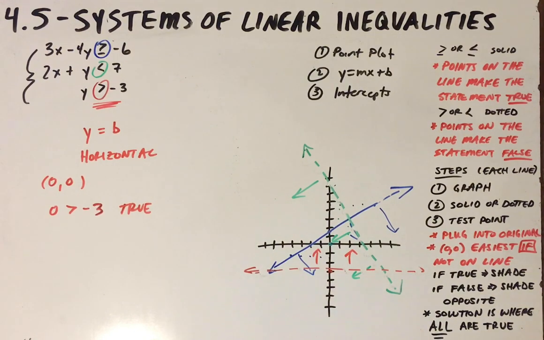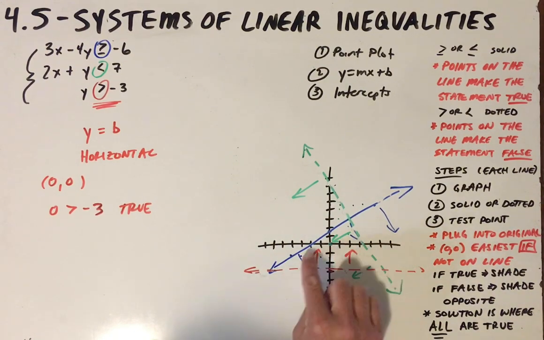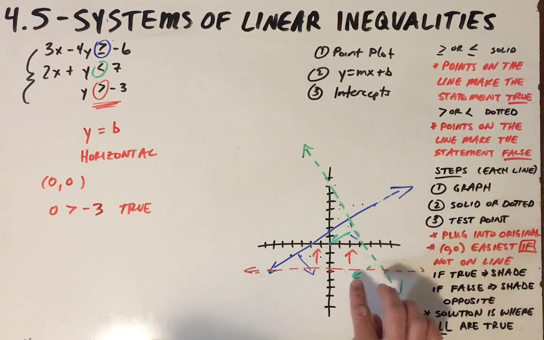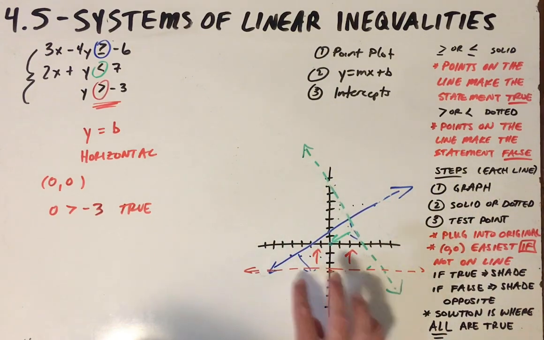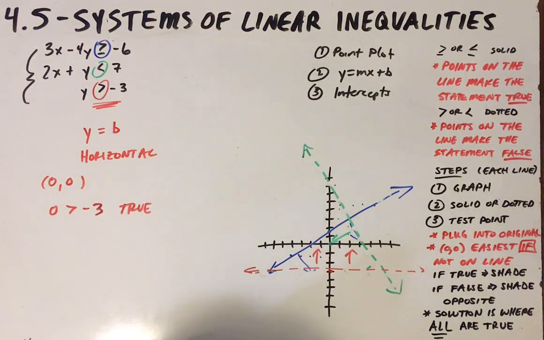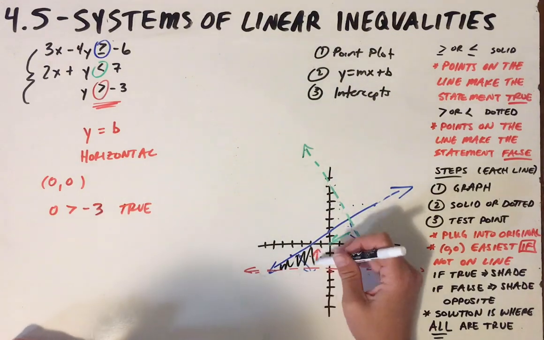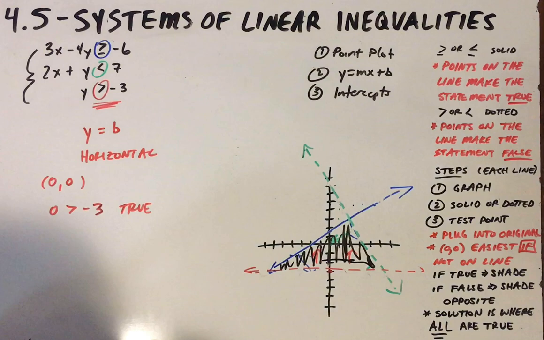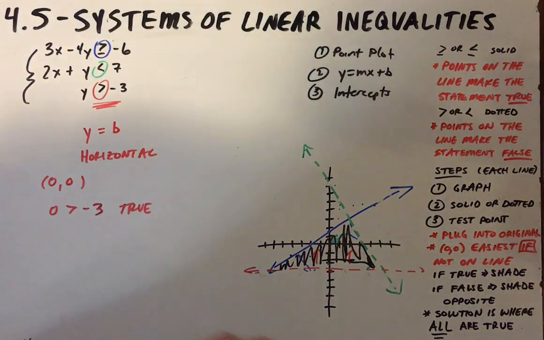Okay, well, all I care about is where they overlap, which is all of this area in here. So I would not shade here, here, or here. I would only shade this area right here. Okay, so this is what's shaded. All right, so this is a compound inequality.